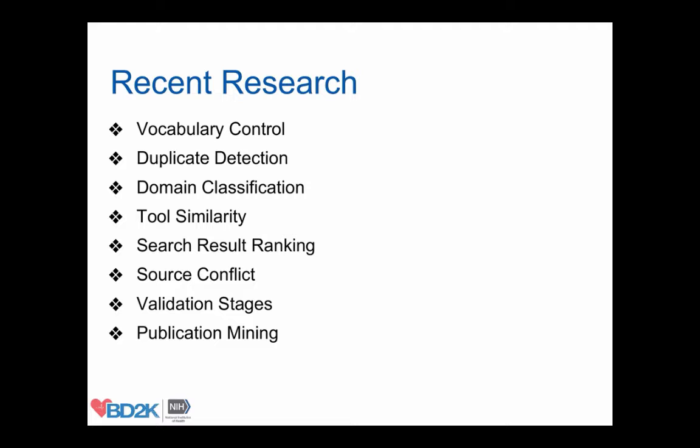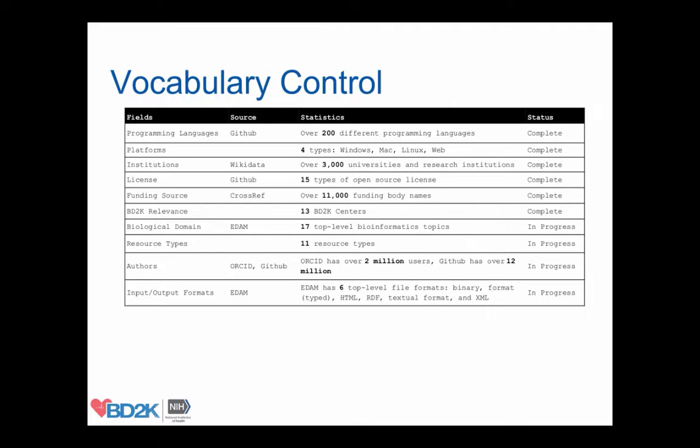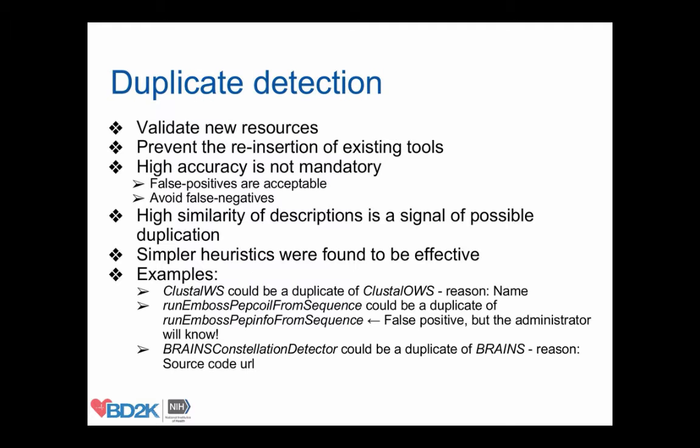How do we automate this whole process, basically? So for the vocabulary control, you can see from this table, on the top half, those that we already finished, namely platform, institution, license, funding resources, BD2P relevance, basically which center you're from. Currently we're working on these biological domains and the resource type. So far we have 11 of those, and also the authors, and then the input-output format of those resources. That's currently what we are working on.